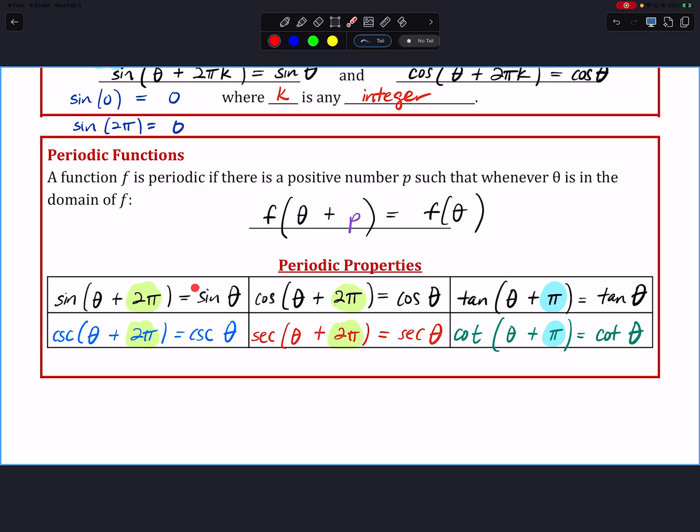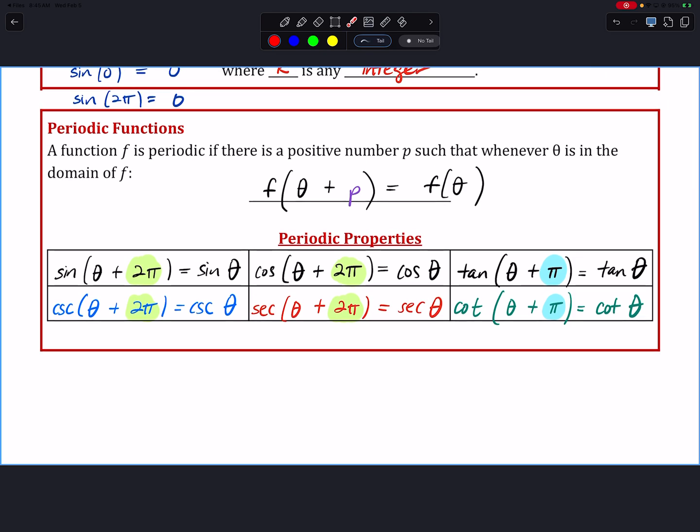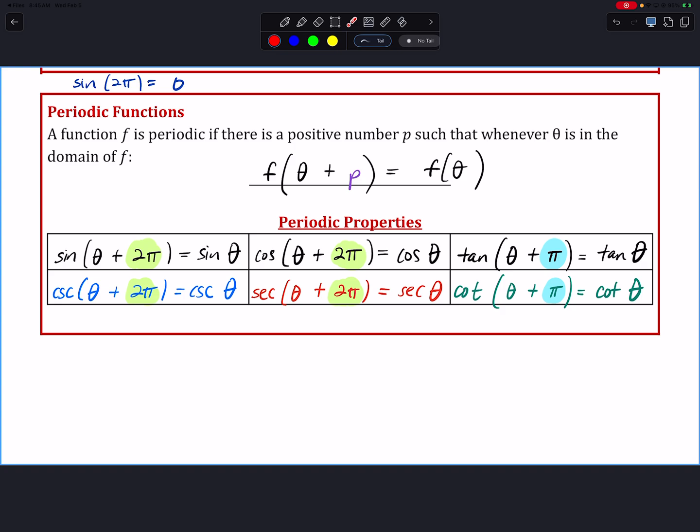So these graphs we'll talk about starting hopefully Friday, and then we'll continue it next week. I don't want to scare you guys. We'll talk about it next week. Okay, questions on these properties?